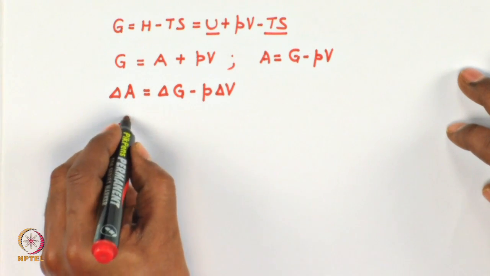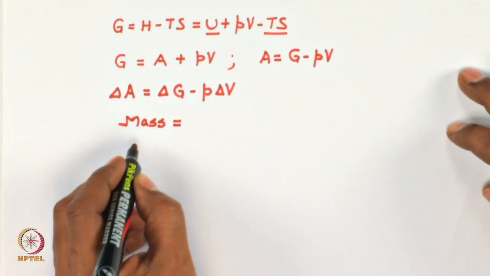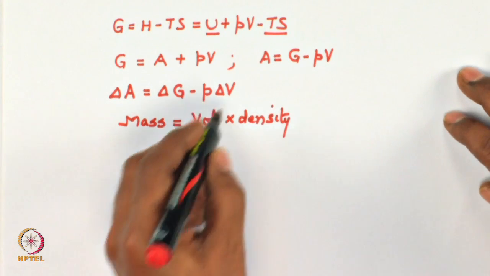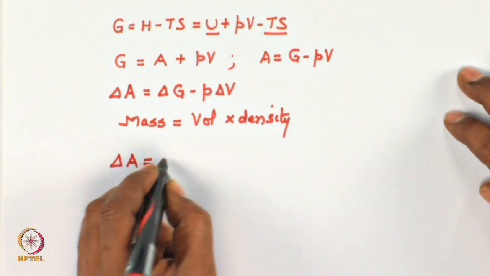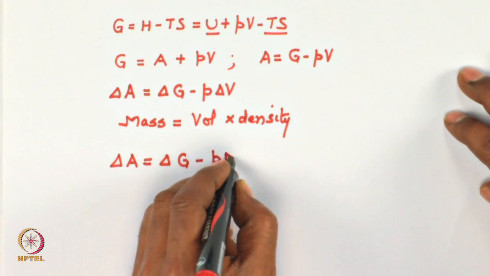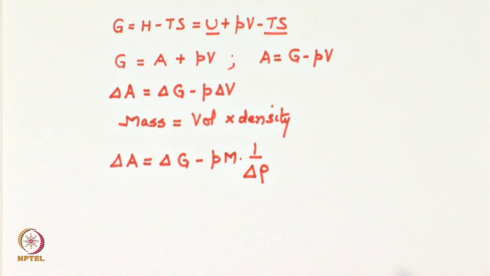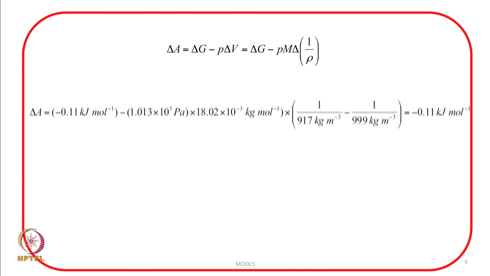And since mass is equal to volume times density, I can write now delta A is equal to delta G minus P. If I know the molecular weight, what I need to know is delta of 1 over rho. Rho is the density. We are talking about freezing. So, therefore, what we will do is substitute the values liquid to solid, that is what we are talking about, and therefore, delta of 1 over density has to be 1 over density of solid minus 1 over density of liquid, and minus 0.11 kilojoules per mole is the value of delta G.